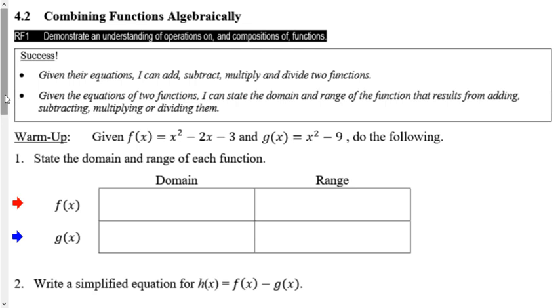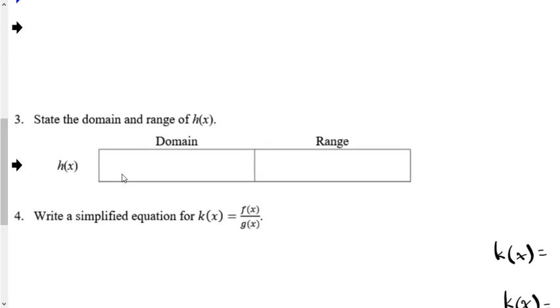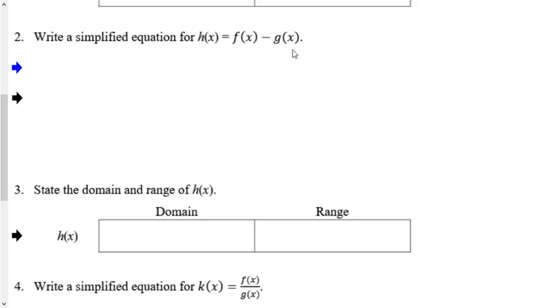Now domains, typically we can find algebraically. Ranges, sometimes we can, sometimes we can't. Feel free to use your calculator to find these ranges. That would be all right. So then we're going to subtract the two functions, and then what is the simplified equation? And we'll also look at what's the new domain and range for h of x, where h of x is the subtraction of the two functions. So that'll be the first set of questions.